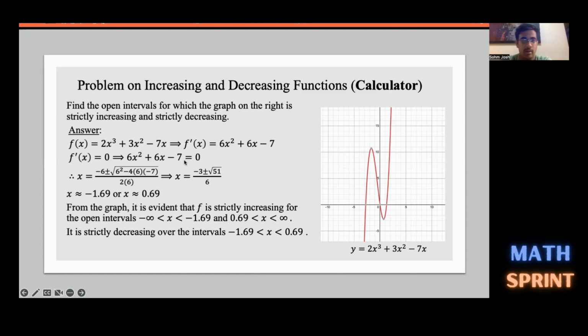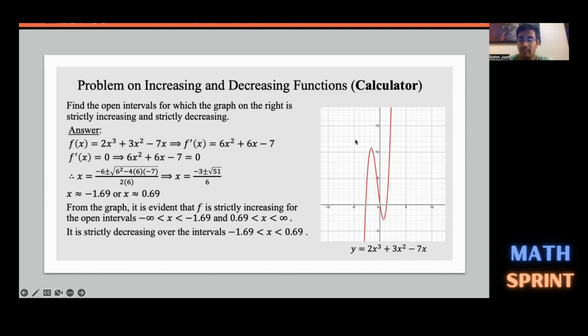We use the quadratic formula to find the roots of this quadratic equation. So we get x is equal to (-3 ± √51)/6. Here you just use the calculator to figure out that x is about -1.69 or x is about 0.69. So now we can find the intervals. We use the graph to help us determine the intervals.